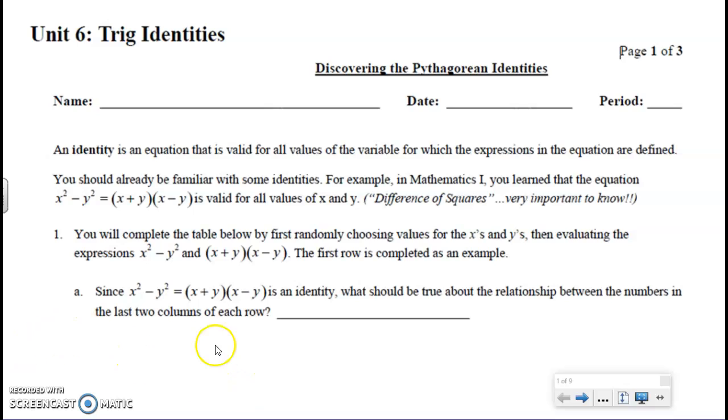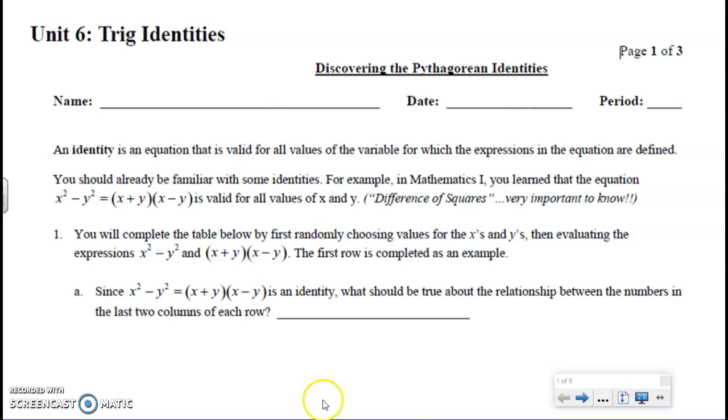So anyways, I left this packet for you to do. I want you to work in groups for the first part. Essentially, you're given a property there: x squared minus y squared is x plus y times x minus y, which is called factoring difference of squares, which you learned several years ago.